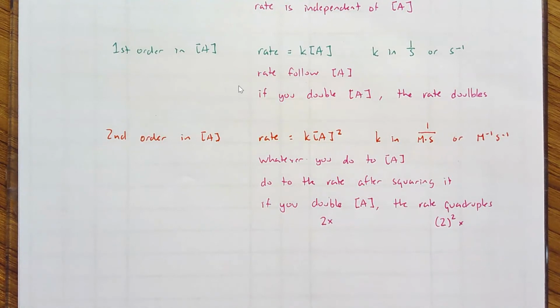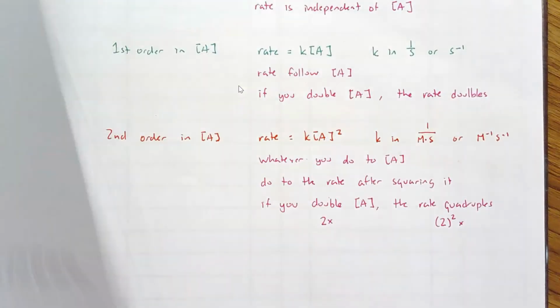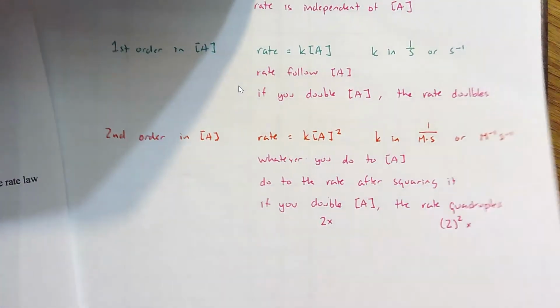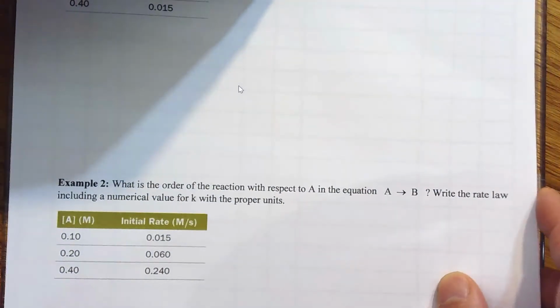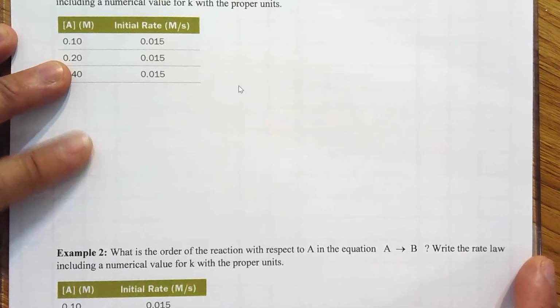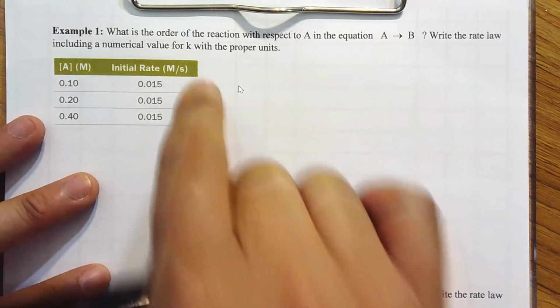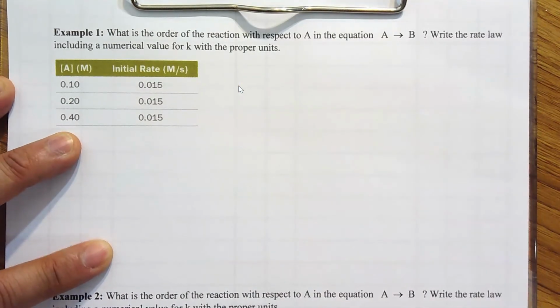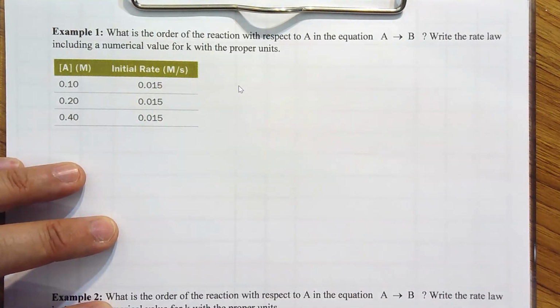Okay. Now, we're not going to do an actual problem, but... actually, we are going to do a problem. But this is not the main type of problem. The main type of problem you'll do using the rate law, I'll show you in the next video. But let me show you the essential math that you'll need to do. So here is example 1. Example 1 says, what is the order of reaction with respect to A in the equation A to B? Write the rate law including the numerical value of k with the proper units.